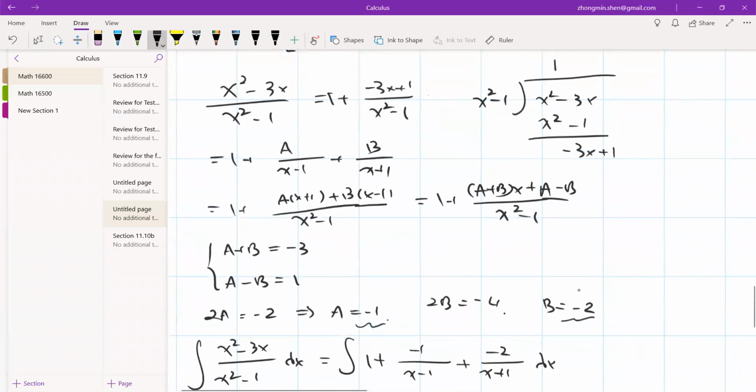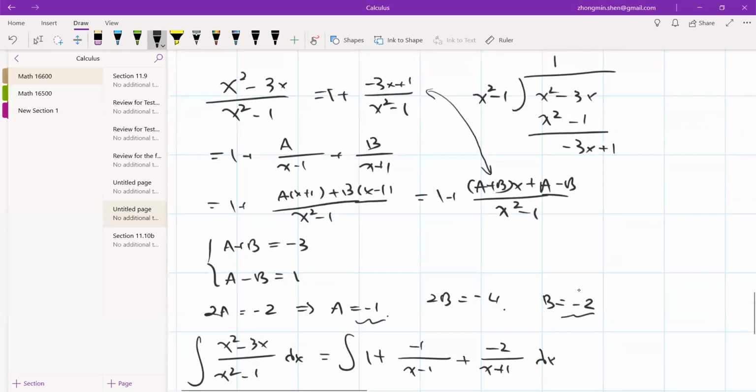I compare with those two because I want to decompose that. I want to decompose it to the sum of two simple terms. So I don't know the coefficients, so I combine them again. Then I compare the coefficients. Okay, get two linear equations.